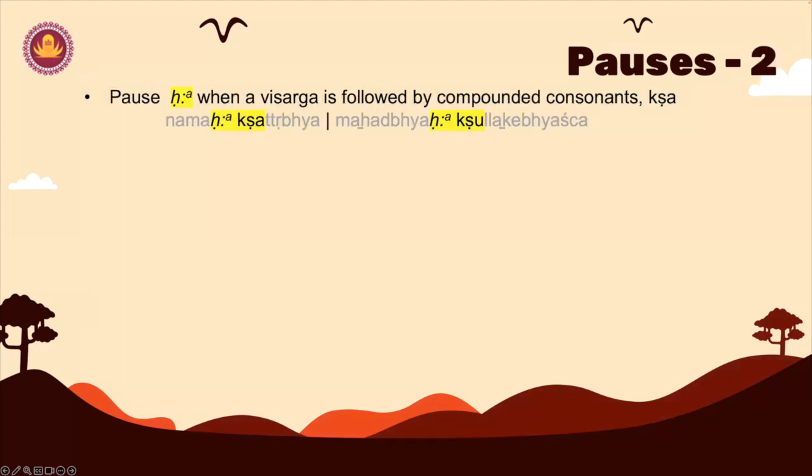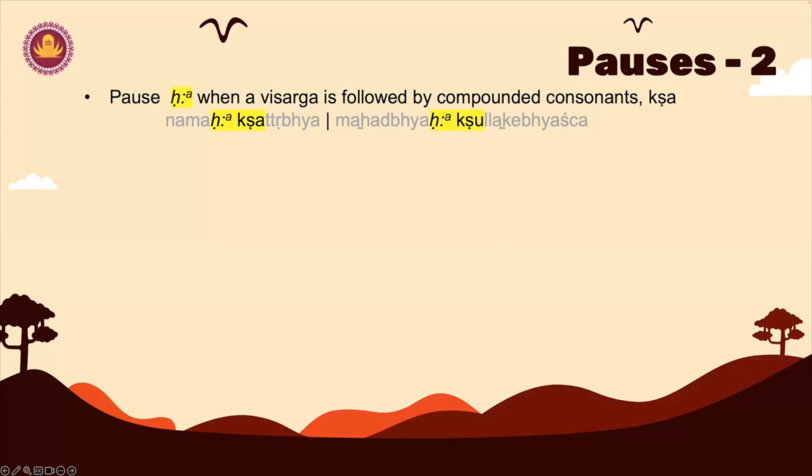A pause occurs when a visarga is followed by a compounded consonant. A compounded consonant is, for example, ksha, that has a k and a sha together. Now, as you can see in the example below, namaha kshatrubhya. So you have to take a break and should not chant namah kshatrubhya. Similarly, mahadbhyaha, kshullakebhyascha. Then you will see several examples within Rudram.